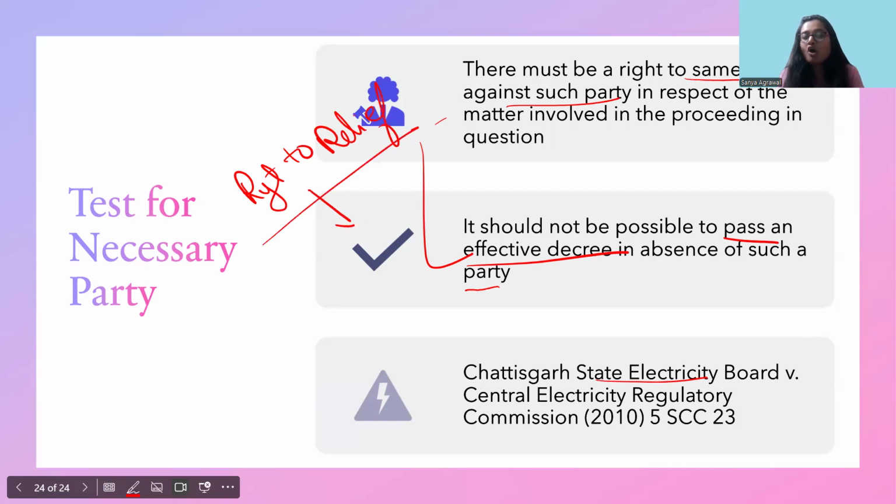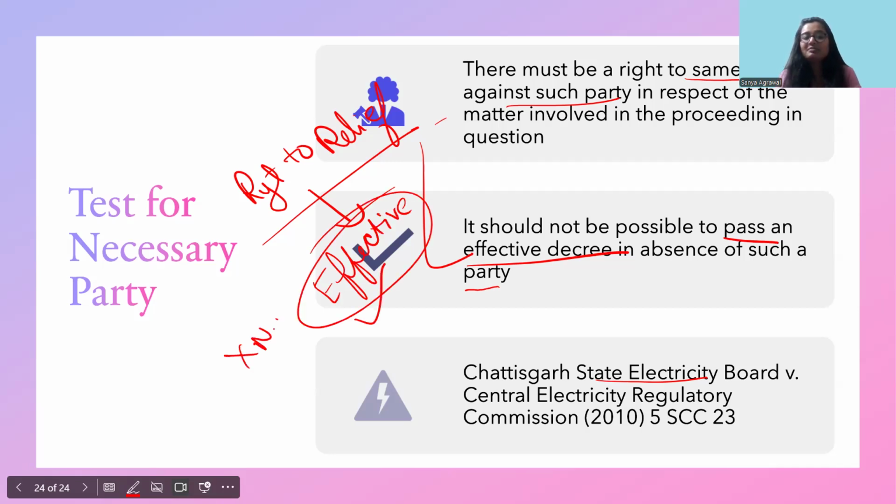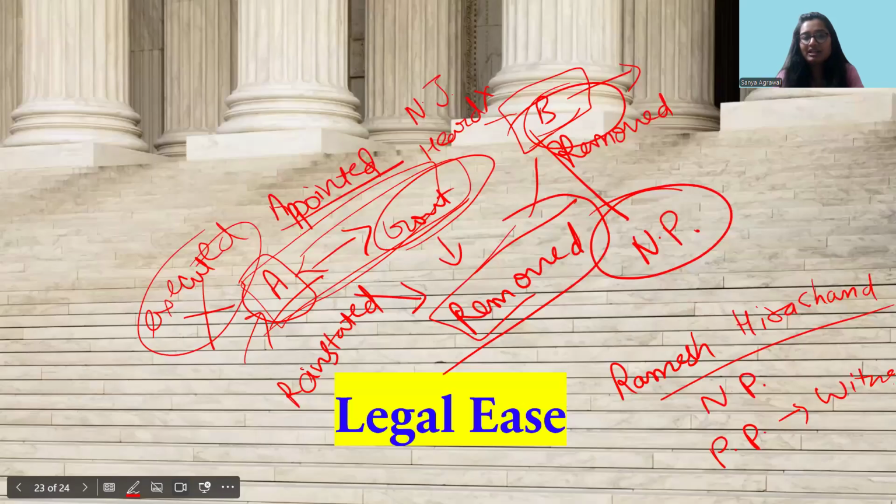or second one is whether an effective decree can be passed in absence of that party. If effective decree can be passed, it is not a necessary party. If it cannot be passed, then it is a necessary party. And similarly, if the party has a right to relief, it is a necessary party, or against whom the right to relief is asked, then it is a necessary party. Otherwise, it is not a necessary party. So I hope necessary party and proper party is clear to you.